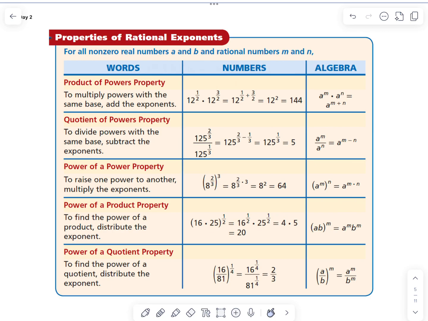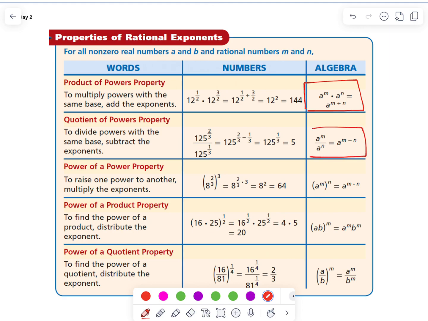All right, here's some properties of rational exponents. We have the product of powers, where we add the exponents. We have the quotient of powers, where we subtract the exponents. We have the power of a power, where we multiply the powers. The power of a product, we distribute the powers into each base. And the power of a quotient, again, we distribute to both bases.